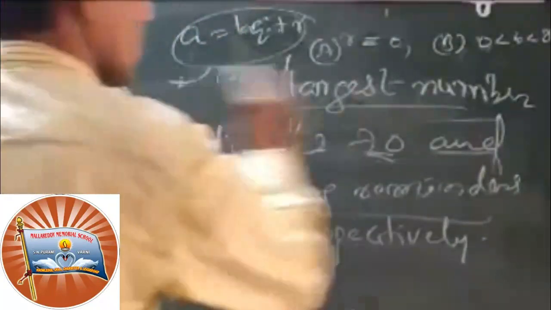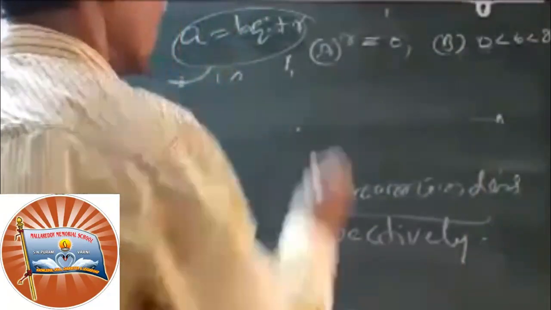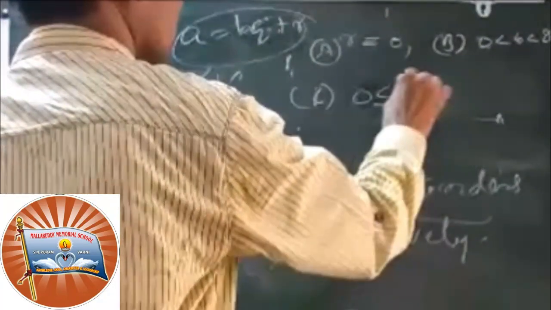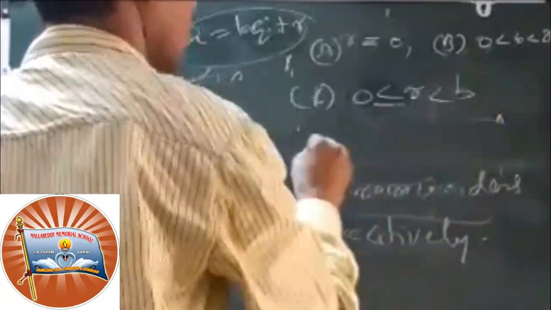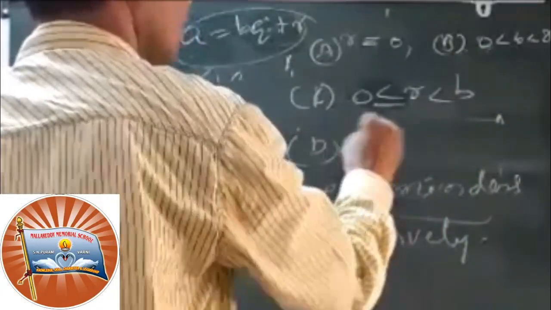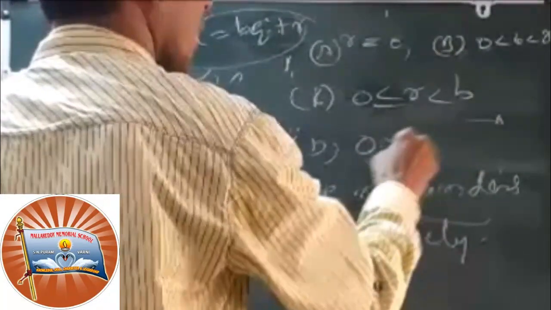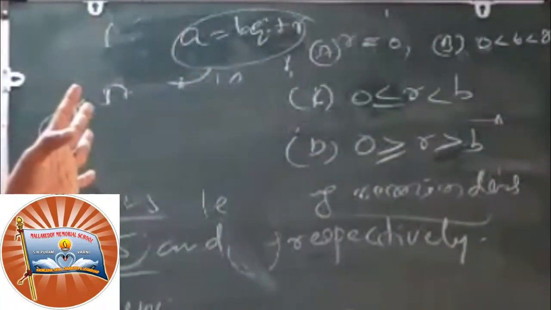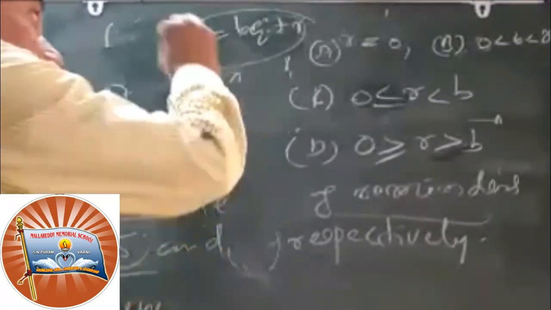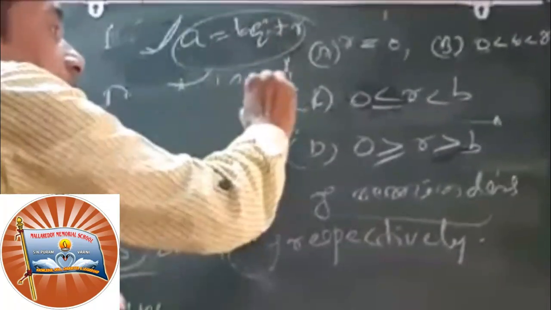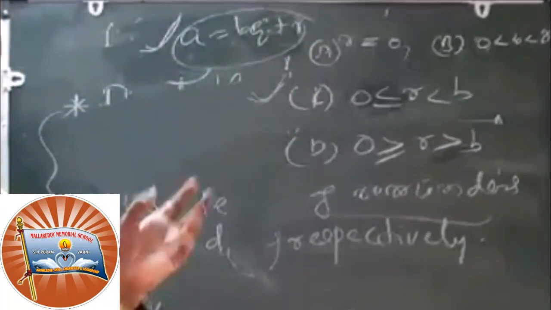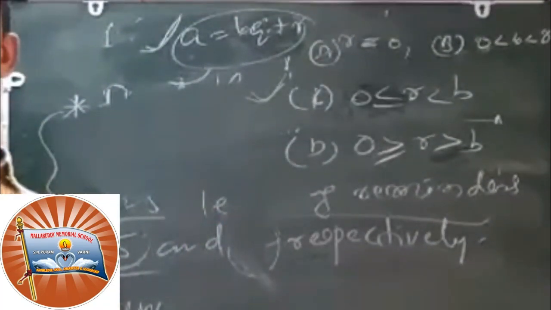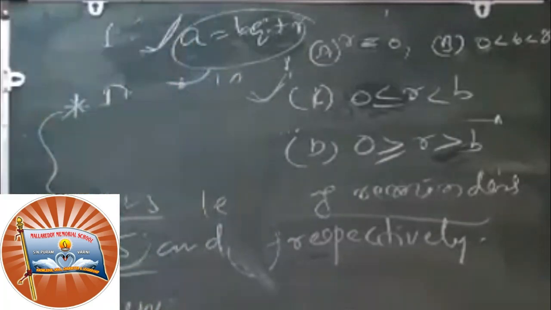And one more thing, the options will be like this. Then C, 0 less than or equal to r less than b, and D will be 0 greater than or equal to r greater than or equal to b. So you might have been confused. If you know the basic concept, it may come in the MCQ also. This is the way you should have a grip on the key concepts. Okay, so that is one kind of question.